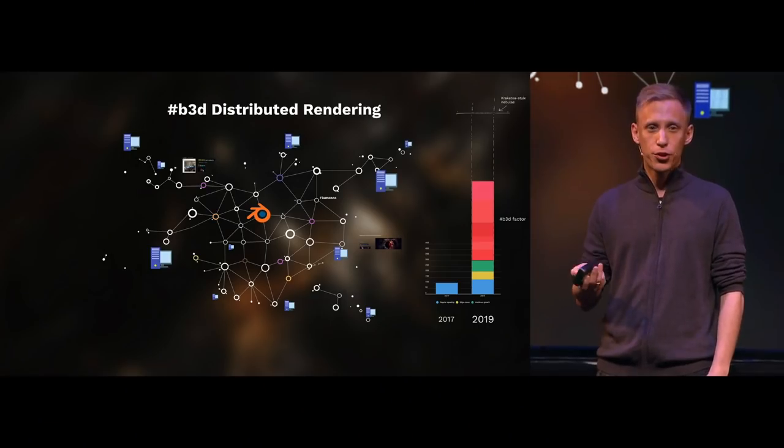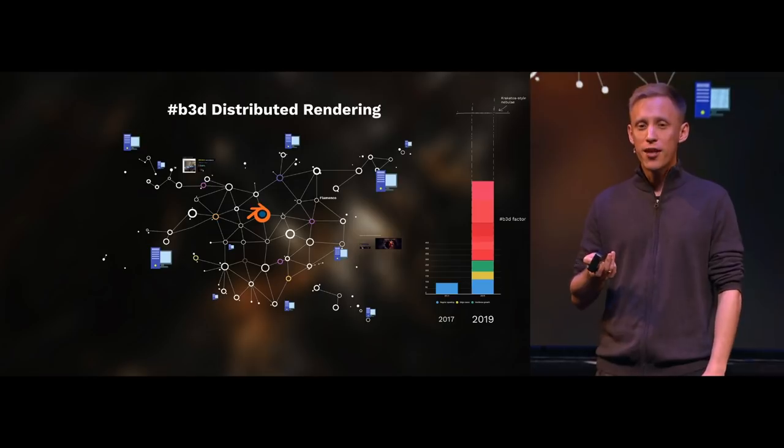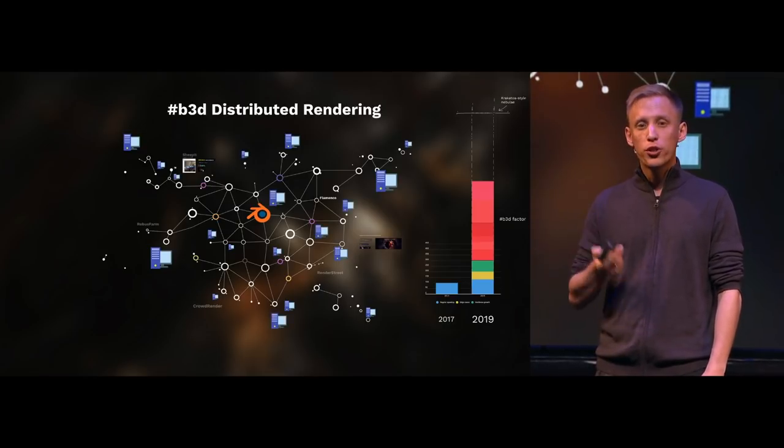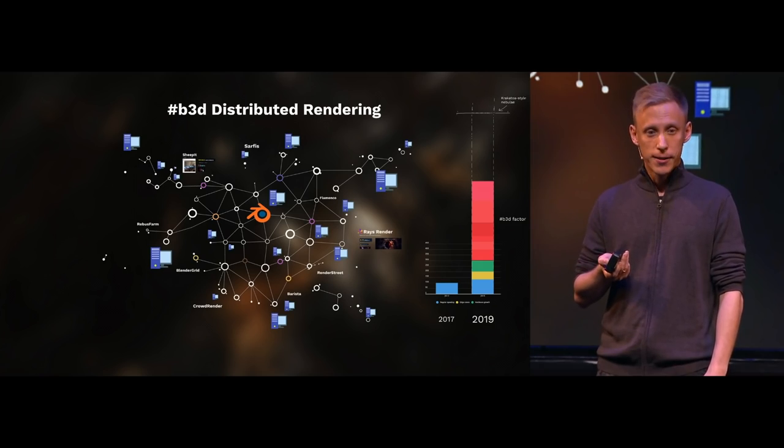Thankfully, such a thing as distributed rendering has become a viable option. Distributed rendering means that people share their computers to do rendering tasks that would otherwise take weeks and months to finish. Probably the most popular distributed render farm is ShipIt.